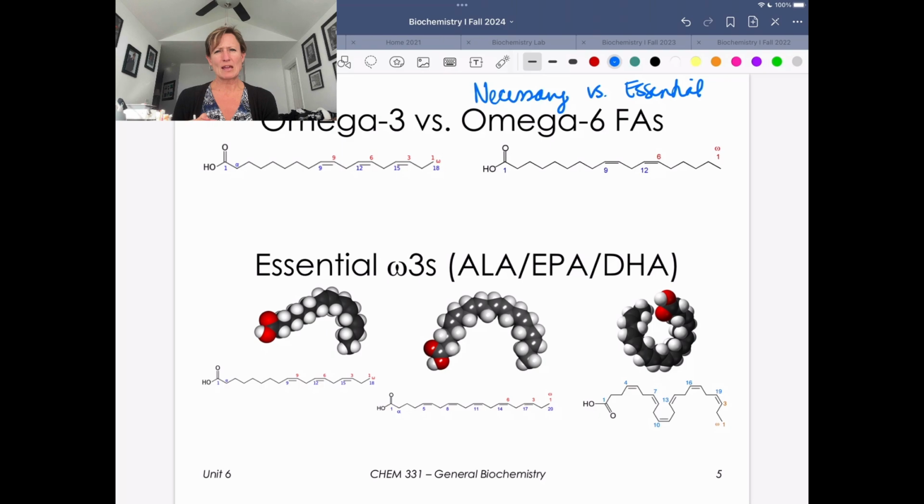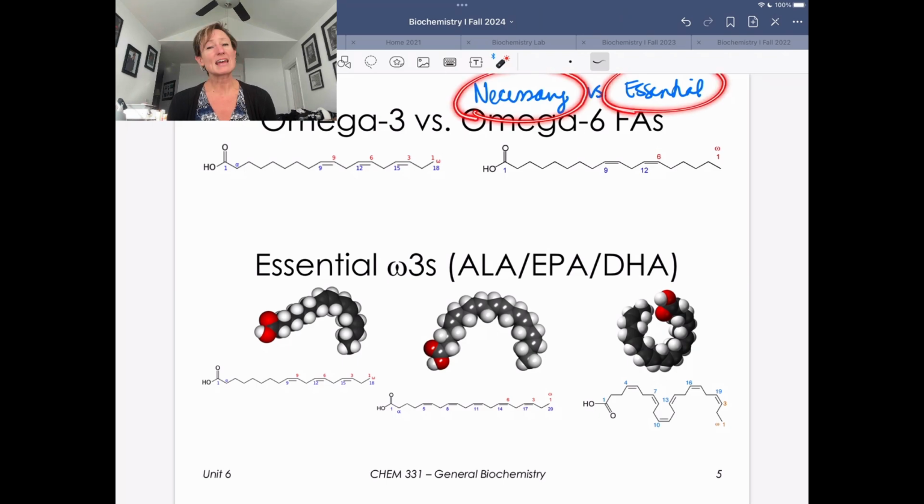So using those two examples again, glucose and omega-3 fatty acids are both necessary in our body, but only one of them is essential. We have the ability to make our own glucose in our body, so glucose is not considered an essential nutrient. Omega-3s are. We cannot make that terminal double bond in those fatty acids, so we need to consume them from our diet. So make sure we understand the difference between the terms necessary and essential.